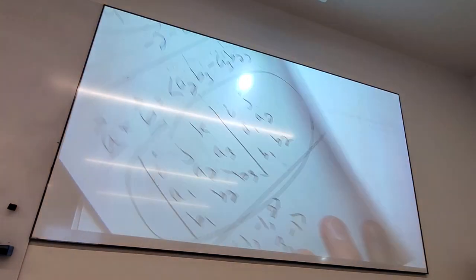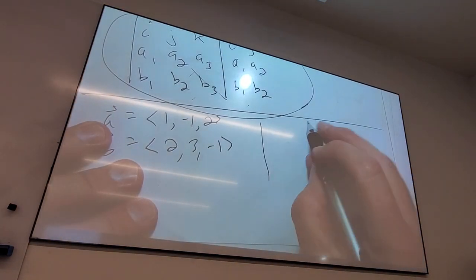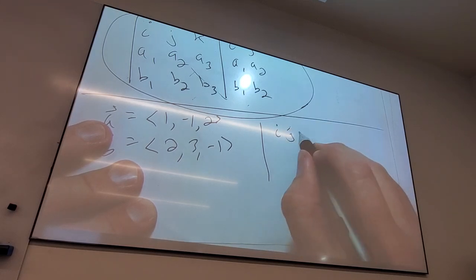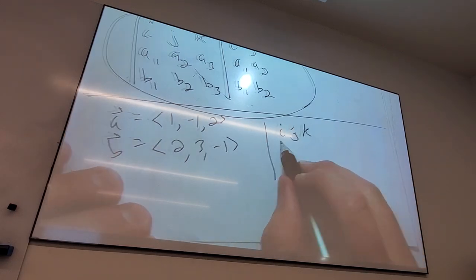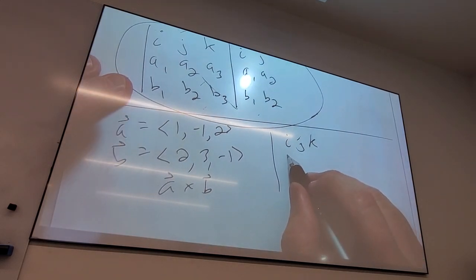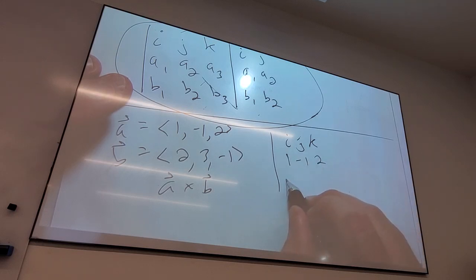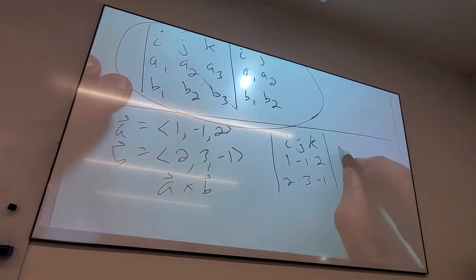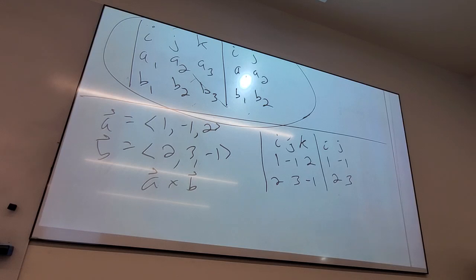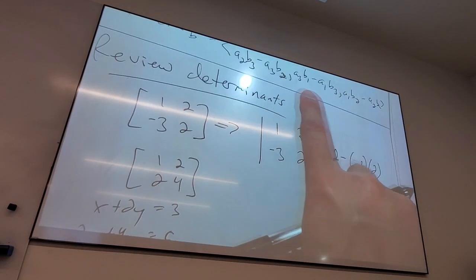So how am I going to set this up? What goes in the first row? IJK. And then I want A cross B. And then if you want to, you can repeat a couple things. So this is an option. You always have the option of memorizing this.